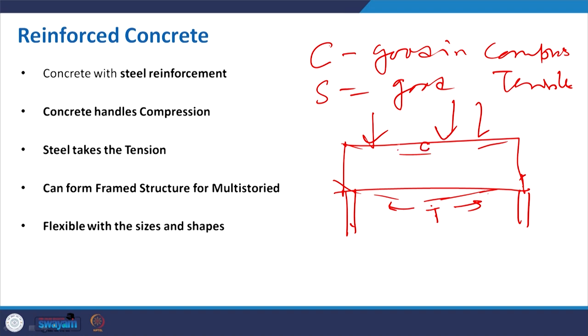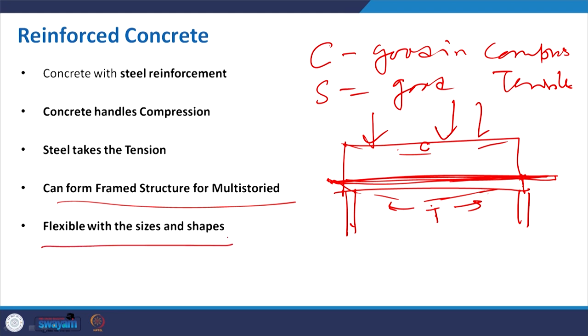Compression can be well taken by the concrete, and if you add the reinforcement at the bottom, this will well take care of the tension. So, your structure will maintain static equilibrium, and can form the frame structure for multi-story buildings, flexible with size and shape, as both materials can be used in any form, any shape. This is a nice example of a reinforced concrete sail structure, a similar kind of structure being used in the Sydney Opera House. This is another auditorium from Spain, where the sail structure, reinforced concrete, is used as a structural material. So, we can do wonders with reinforced concrete, where we can use both.